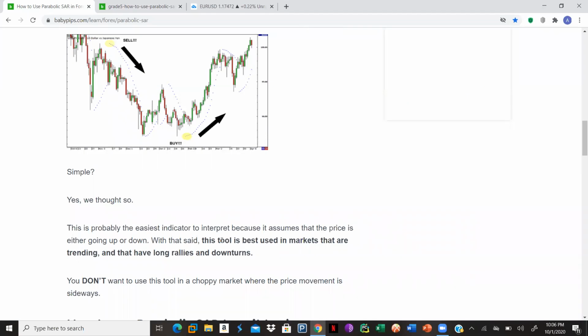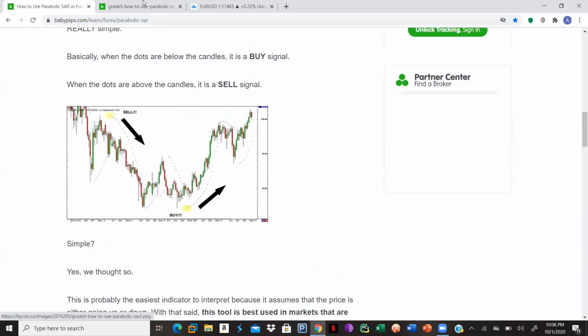With that said, this tool is best used in markets that are trending and that have long rallies and downturns. So you don't use the parabolic SAR in a choppy market where the price is moving sideways. We don't use it in a consolidating market. You only use it when the market is trending, to give us the proper directional move of the market.